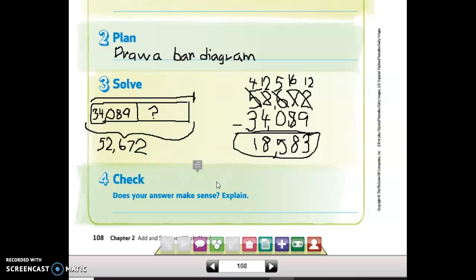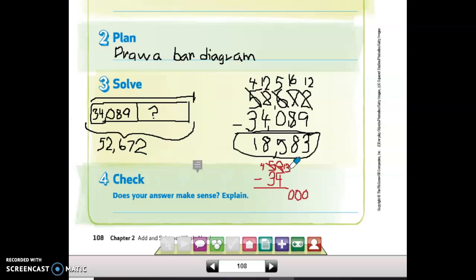Now, in order to check, I can either add the bottom 2 numbers and see if I get the top number, or I can estimate these two and see if my estimate is reasonable. So if I have 52,600, that would be 53,000. 34,000 with a 0 in the hundreds place would stay 34,000. So I've got 34 and 53. So I did my 53, take away 34. I added my zeros on because it is in the thousands place.